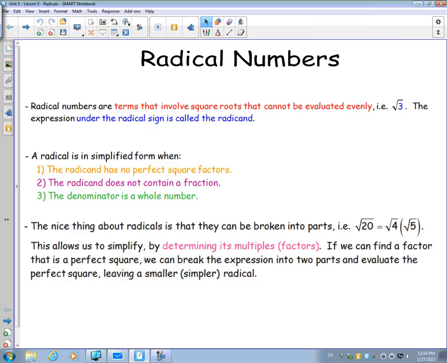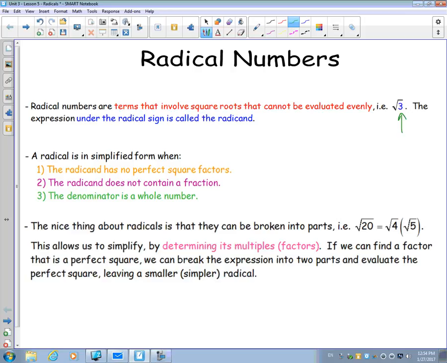In this lesson, we're going to examine radical numbers. Radical numbers are those expressions which exist underneath a root sign that can't be calculated evenly. For example, root 3 is the never-ending decimal, 1.73 dot dot dot. Okay? This thing underneath the root sign is called a radicand.